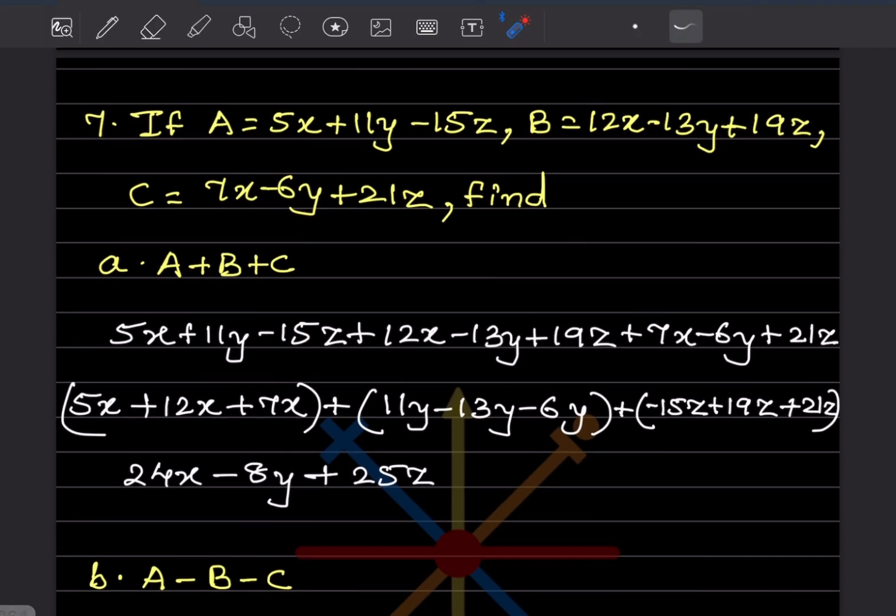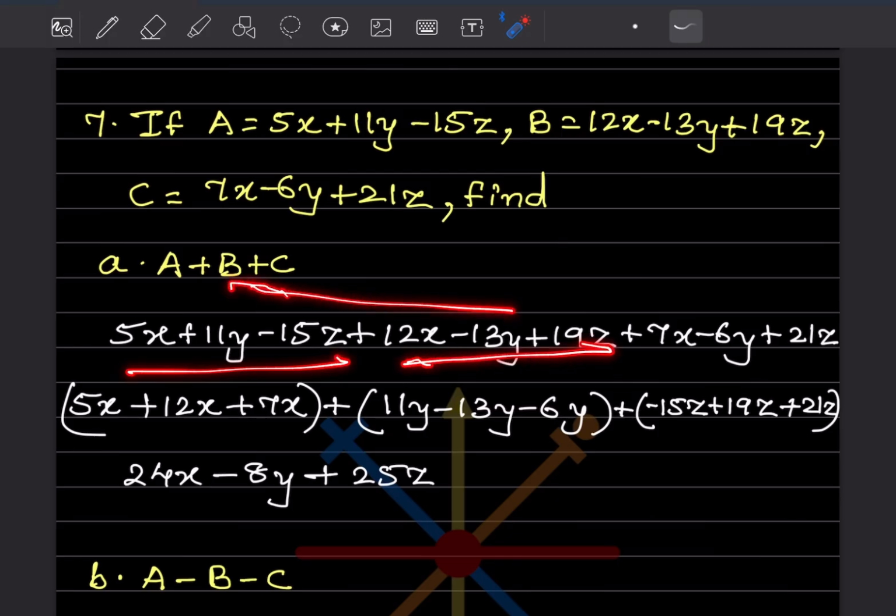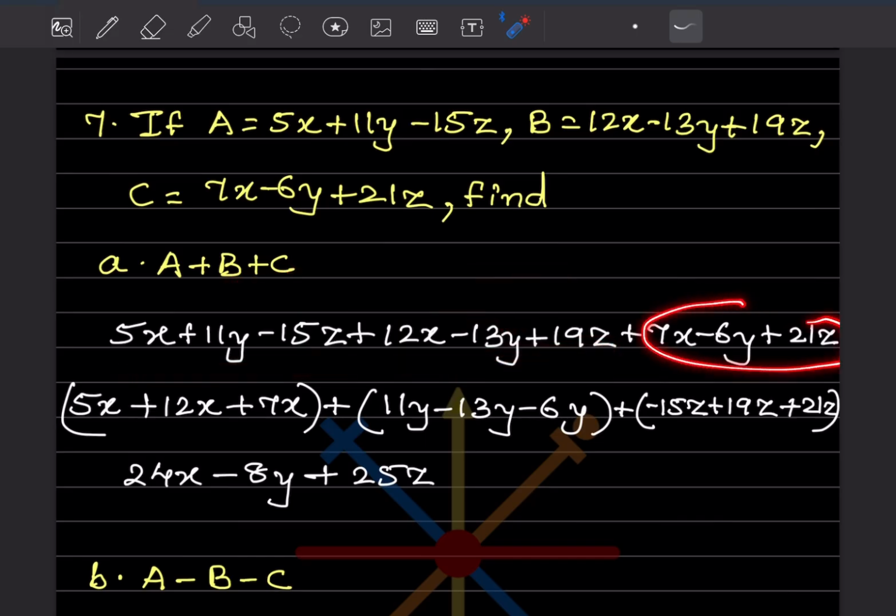Now here it's given: a is equal to this expression, b is this expression given, and c is going to be this one. We have to find a plus b plus c. So a, what? A is this one. So you will write here, this is a, this whole thing is b, and this is c. So what are you going to do? You are going to add all.